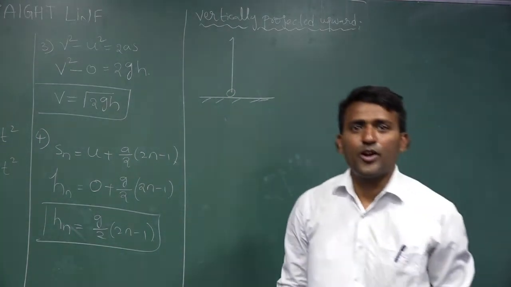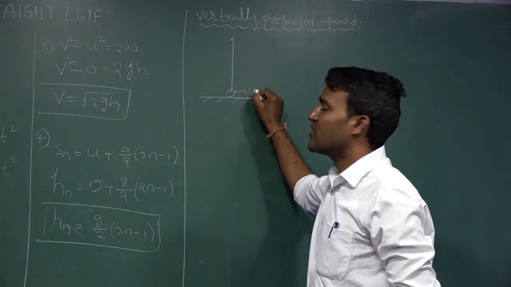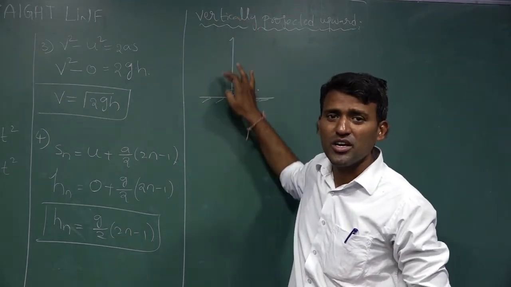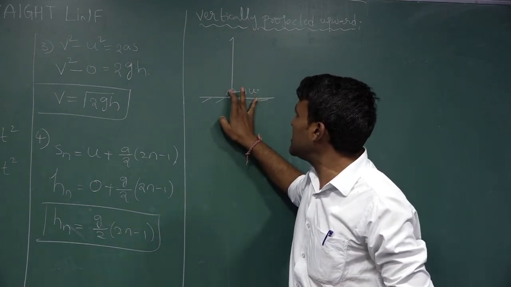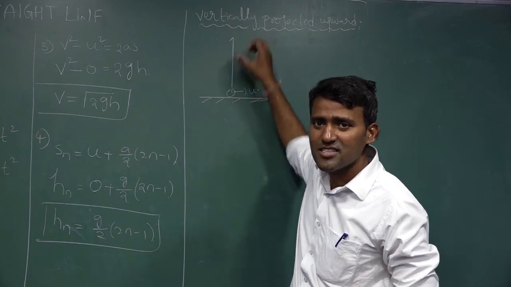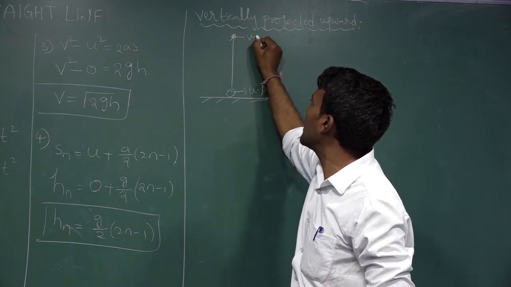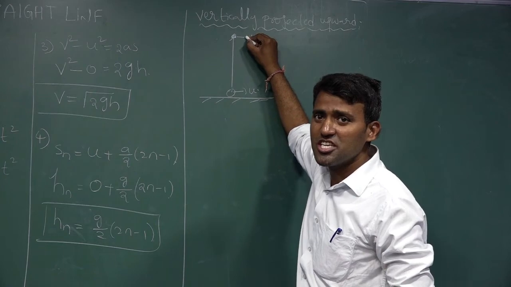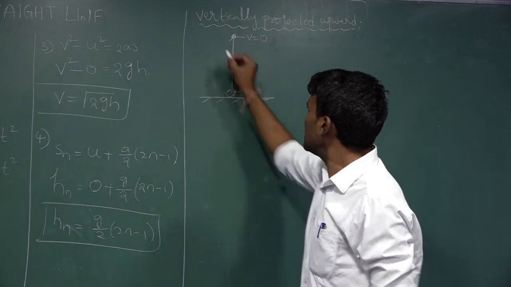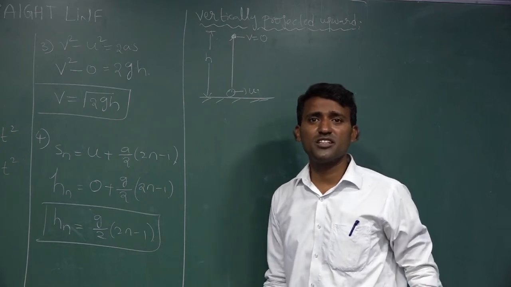Okay, so when the object is going upward, at that moment the initial velocity is u. Without giving an initial velocity, the object cannot go upward. So we are giving initial velocity u. While it is going upward, velocity gradually decreases. When it attains the maximum height, final velocity is zero. When velocity is zero only, at that moment the object will come back again. So what is the height here? Height is nothing but h I am writing. Height attained by the object is h.